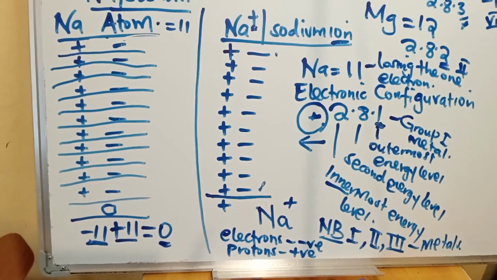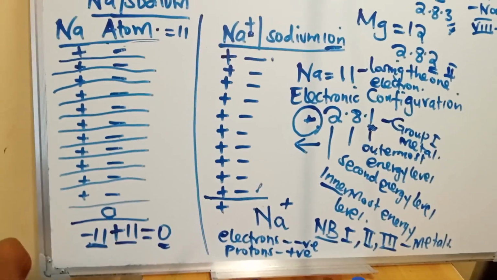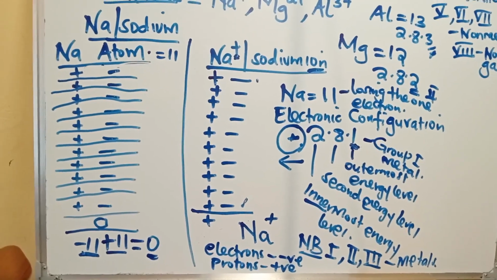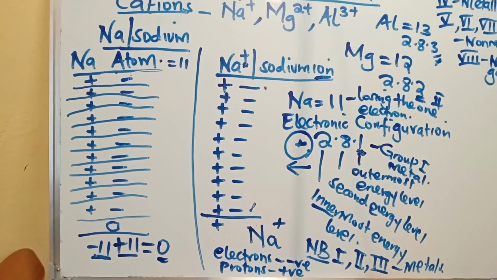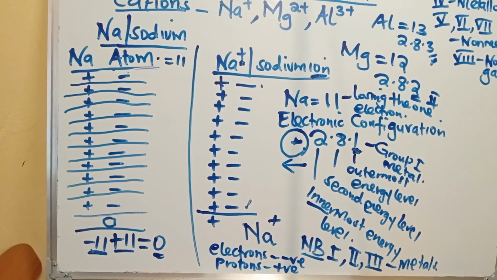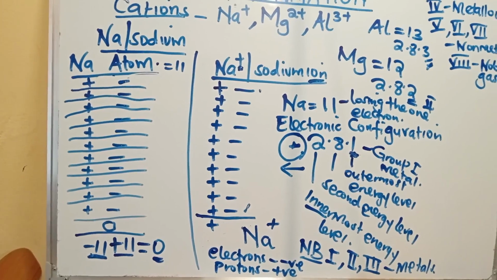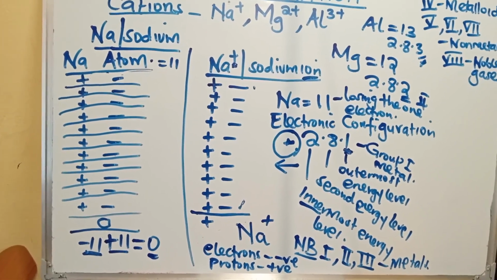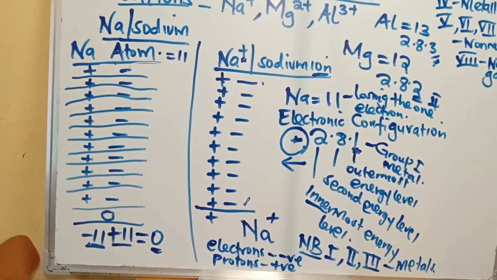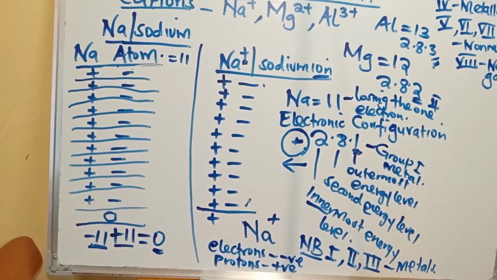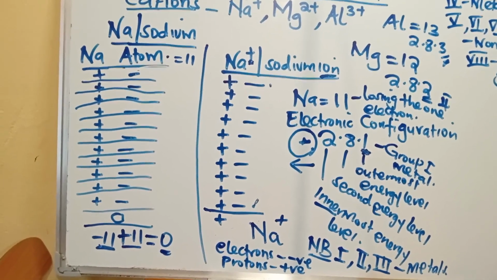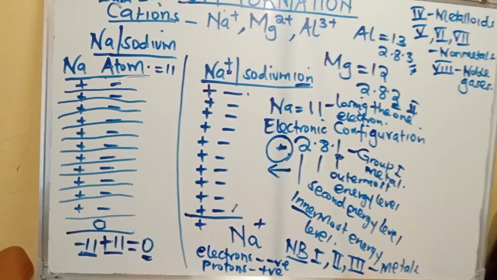So I hope you understand something, and if you have any question, make sure that you ask it in the comment section. In our next lesson, I'll be showing you how we can form a magnesium ion, to at least get some idea of what will happen if 2 electrons or even more are lost, for the magnesium ion and also the aluminium ion. So let's meet in our next lesson.